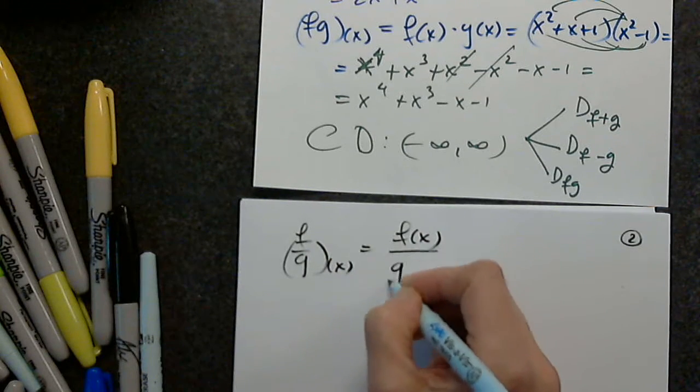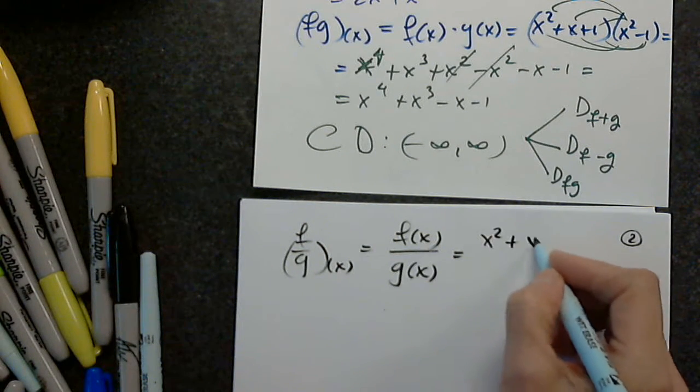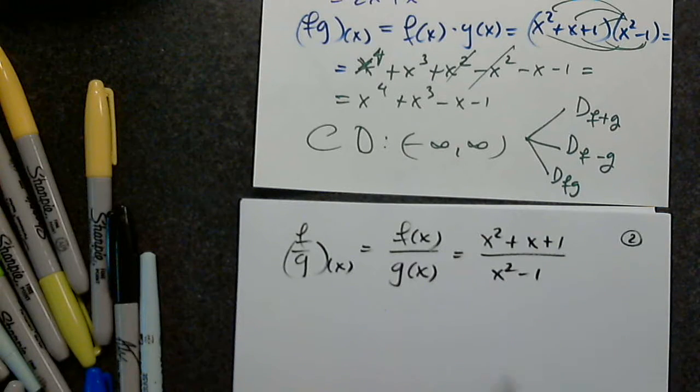So this is by definition f of x over g of x. Agreed with this? So then we copy x squared plus x plus 1 over x squared minus 1. Gotta slow down. It's just copying polynomials.